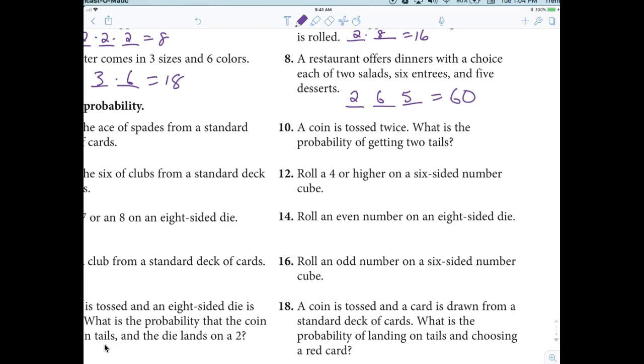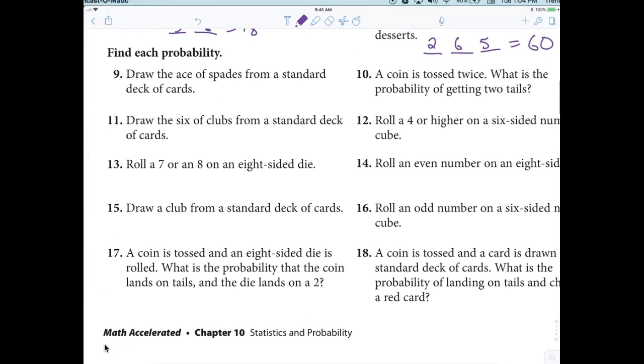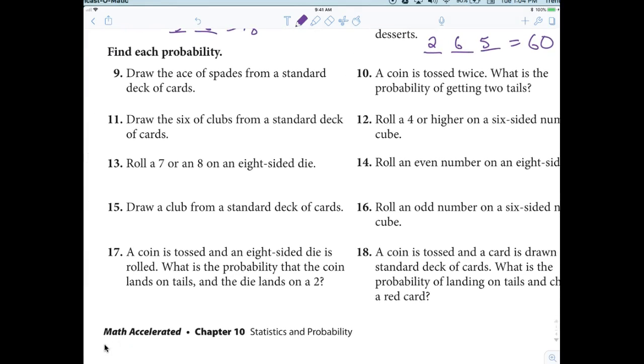All right, let's look now. Now we're doing probability, and we talked about probability. Probability is your success over the total number of outcomes. The total number of outcomes. All right? So what's the probability of drawing the ace of spades?